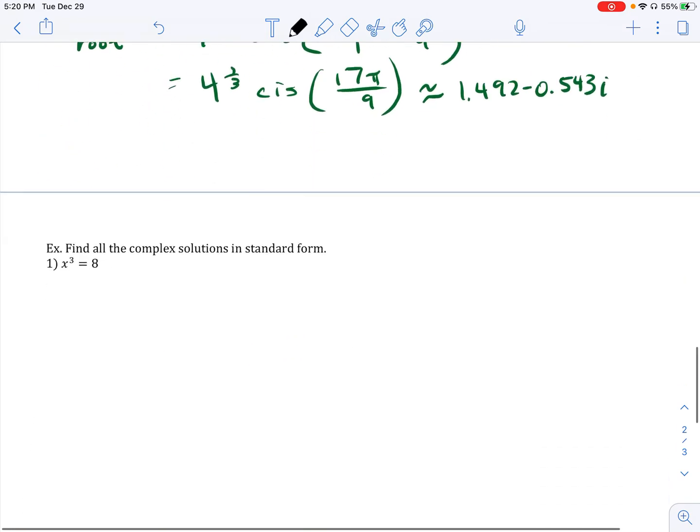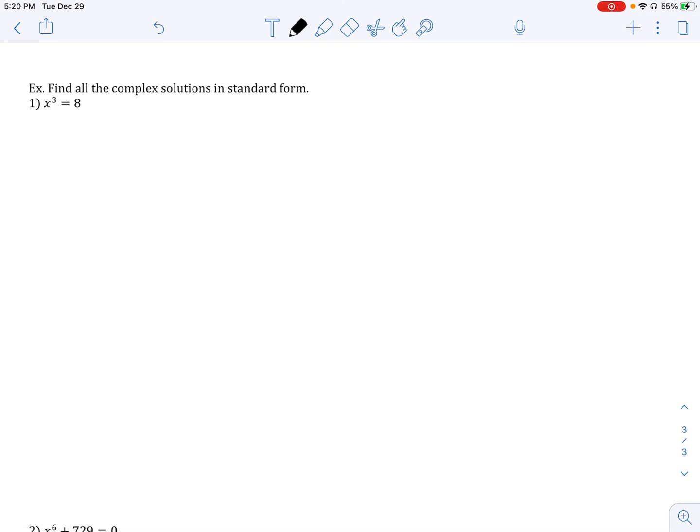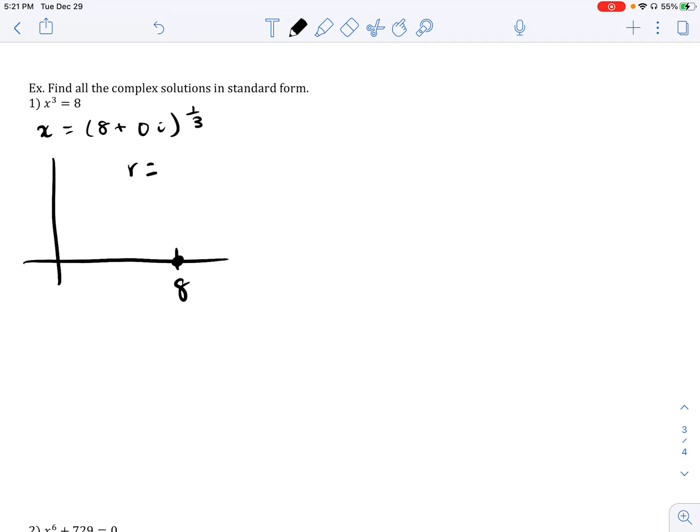So I encourage you to try this next problem. Try this one on your own. And just as a setup for you, to make sure that you understand how to approach this, just keep in mind that 8 can be rewritten as a complex number as 8 plus 0i. If that is our complex number, where this is 8 and our imaginary part is 0, that makes your life a lot easier when you need to find its distance from the origin. So r is simply equal to 8, and theta is simply equal to 0.